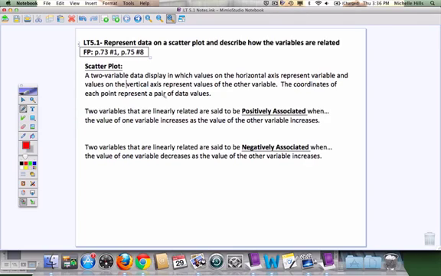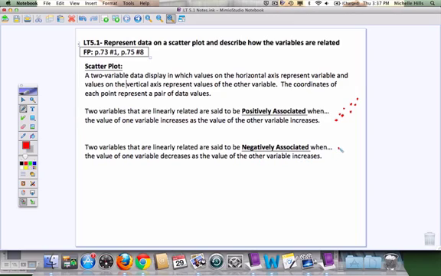Probably what you would see in this case, if you did distance and time, is that it would be, again, not perfectly linear because you'd have some errors and some mistakes, but it would do this. As you go longer, you travel longer, you go further. This would be fairly linear data with a positive association. As the time increases, the distance also increases.